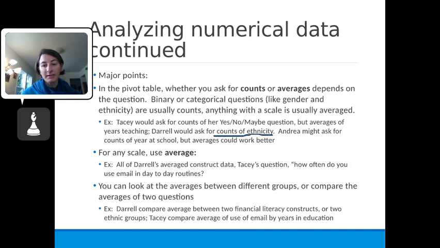Daryl is going to have ethnicity in his data, so he would ask for counts or for a percentage of the whole, right? So he would want to know there were like 10 students who were African American, there were 20 students who were Asian, etc. Okay.